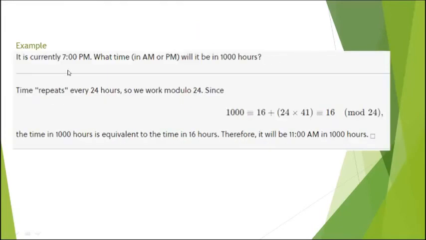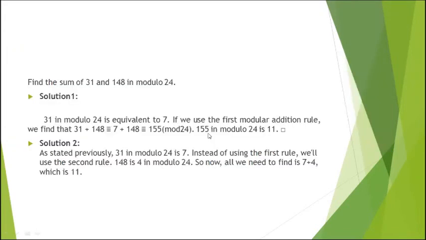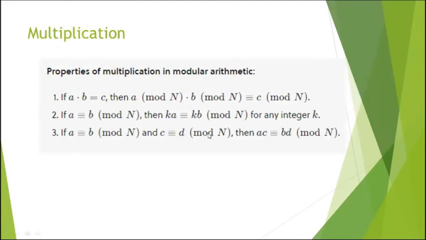Example. It is currently 7 p.m. What time in AM or PM will it be in 1000 hours? Sabi dito, time repeats every 24 hours. Umiikot po, no, yung relo po natin. So, we work modulo 24. Since 1000 is equal to 16 plus 24 times 41, it is congruent to 16. So, dito ginamit natin yung formula dito sa pangalawa.